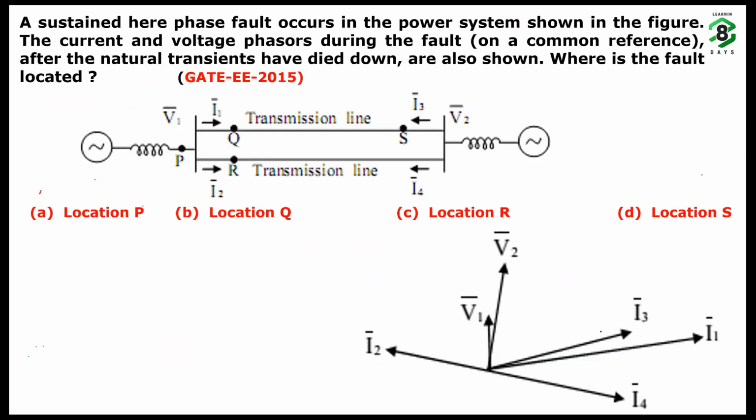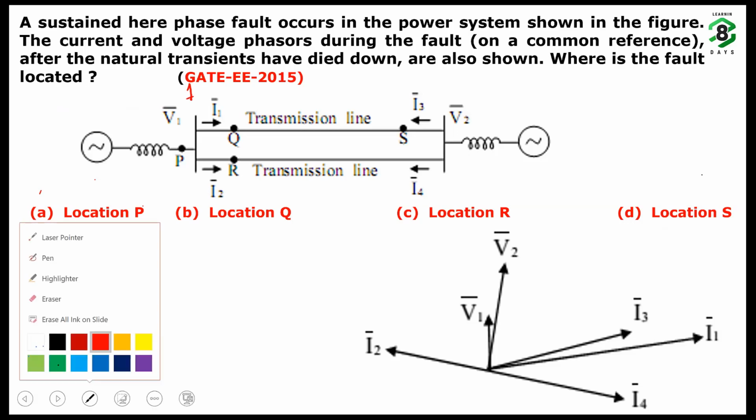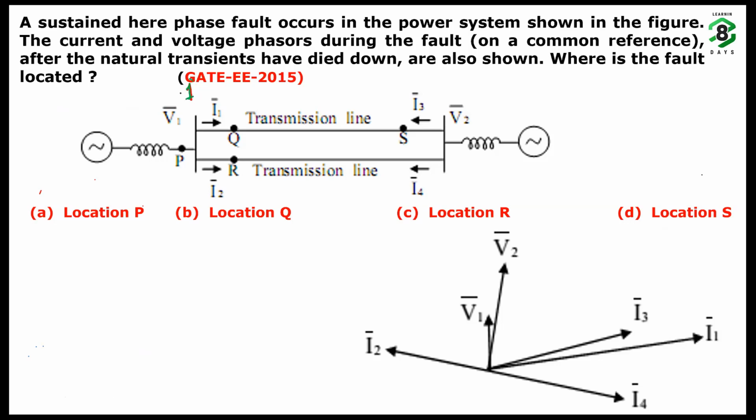He gave the power system network, he gave the phasor diagram, and he is asking what is the fault location. Here he has mentioned this is bus bar 1. This is bus bar 2. And what is the bus bar 1 voltage? V1. What is the bus bar 1 current? In this direction I1 and I2. Here in this direction I3 and I4. The bus bar voltage is V2.